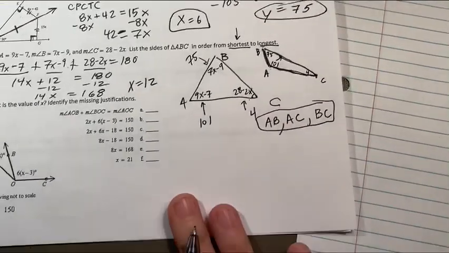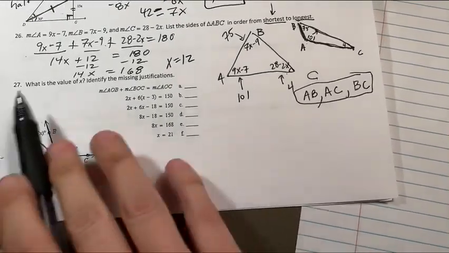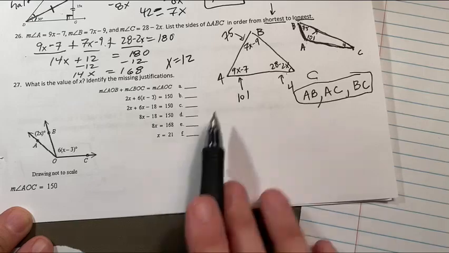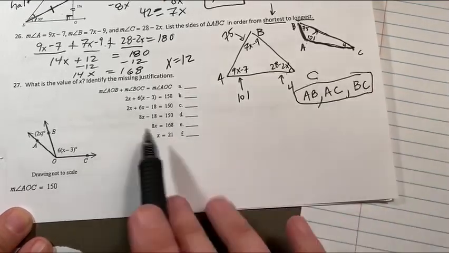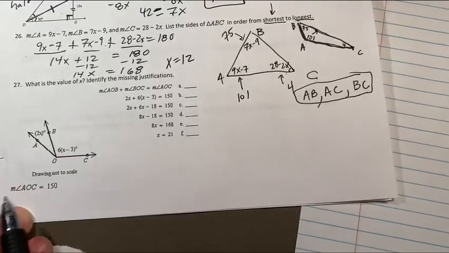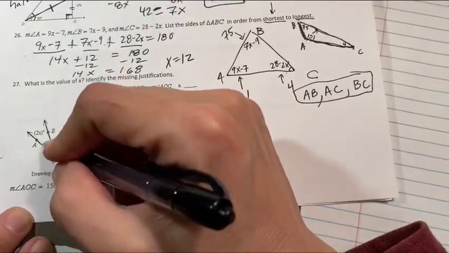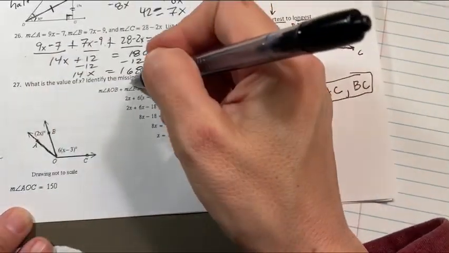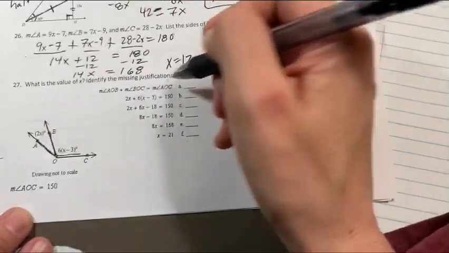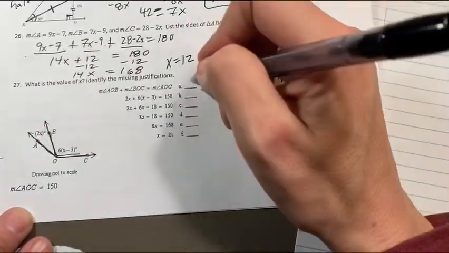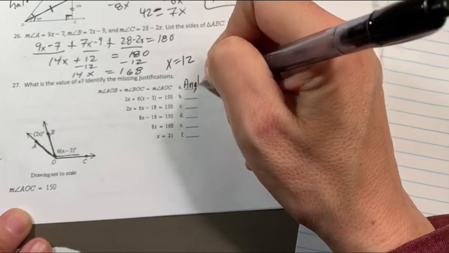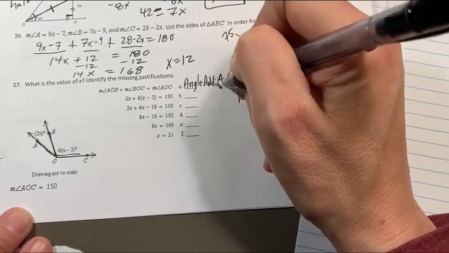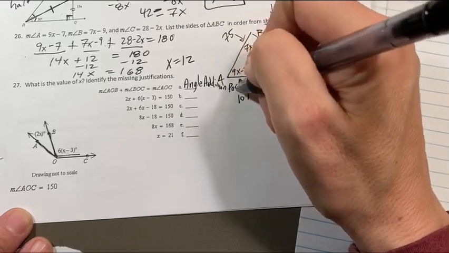Okay, one more question. What is the value of X? Identifying the missing justification. So I wouldn't have you fill these in from scratch. You'd have a word bank, but let's just work through here. It says angle AOB, this angle right here, plus angle BOC equals the whole angle AOC. That's called the angle addition postulate because I added angles. So the angle addition postulate.